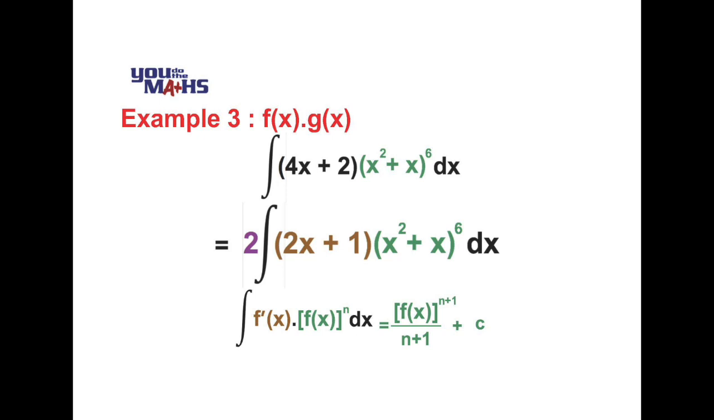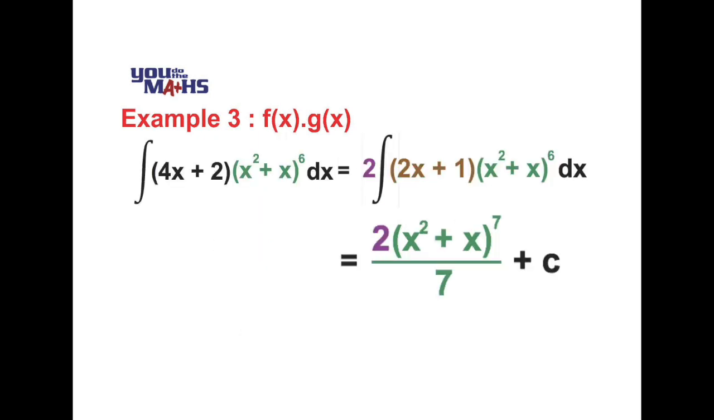to use our rule. So using our rule, we can see the solution is x squared plus x to the higher power. In this case it would be 7, all divided by 7, plus a constant. And of course this expression at the start, x squared plus x to the power 7, is multiplied by 2 because we factored that out of the original integral.